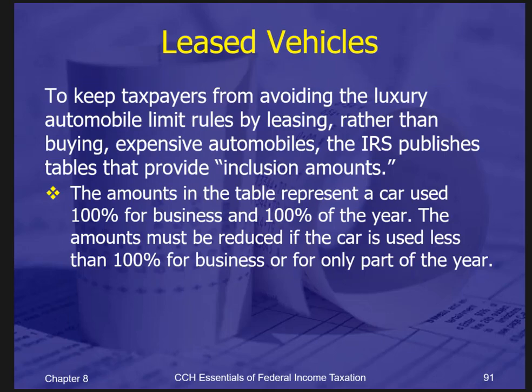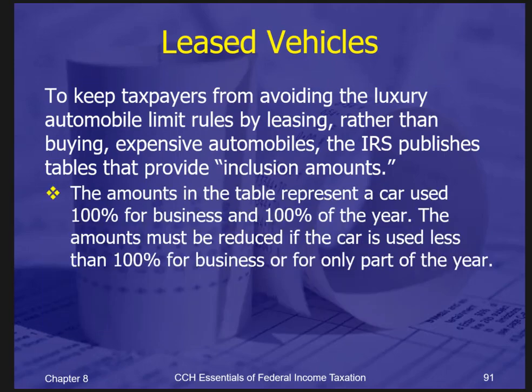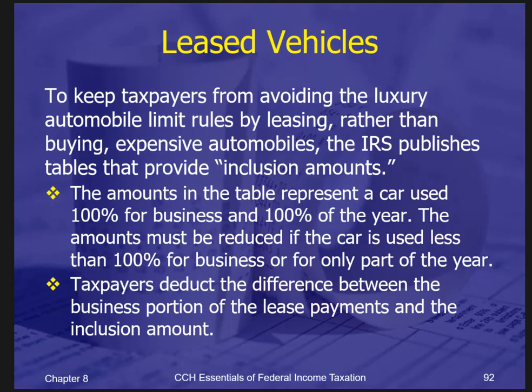There's a table, as you see here, that shows how much should be included. When we mean included, that means it's included income, meaning reduce your deduction by that amount. The table is based on 100% of the year and 100% of business. Any fraction of the year, or if a car is used for only 70% of business, then you would have to adjust the amounts on the table for those percentages. All right, so your deduction is what you paid minus the inclusion amount.